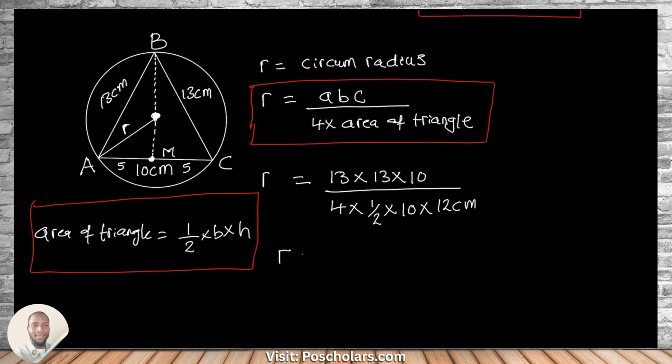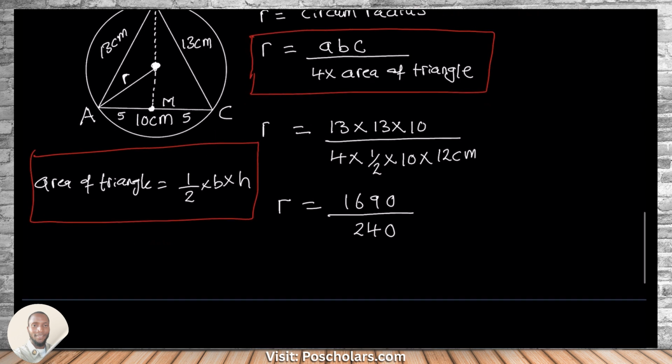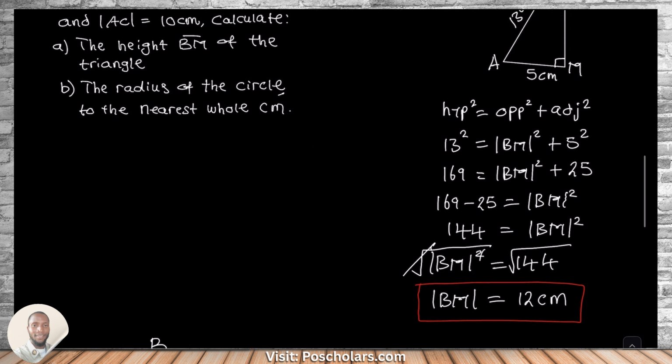R, which is the radius, is now equal to, if you do the multiplication of 13, 13, and 10, you have 1690. You can confirm with your calculator. 1690 over, let's do this, half of 4 is 2, then 2 times 10, 20, then 20 times 12, that's 240. So the denominator gives 240, right? So we have R is equal to 1690 divided by 240 gives 7.04. You can use your calculator, but always follow instruction.